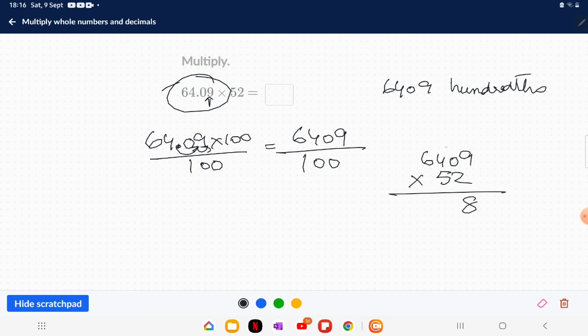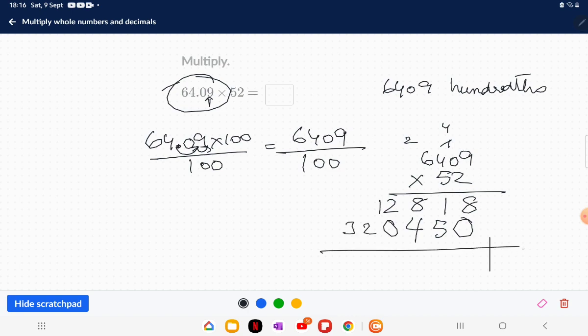9 2s are 18, 0 2s are 0, and 1. 2 4s are 8, 2 6s are 12. Big 0. 9 5s are 45. 5 4 on top. 5 zeros are 0 and 4 4. 5 fours are 20 and 2. 5 6s are 30 and 2. So we have 8 6 2 3 3 3. So we have 333,268 hundredths.